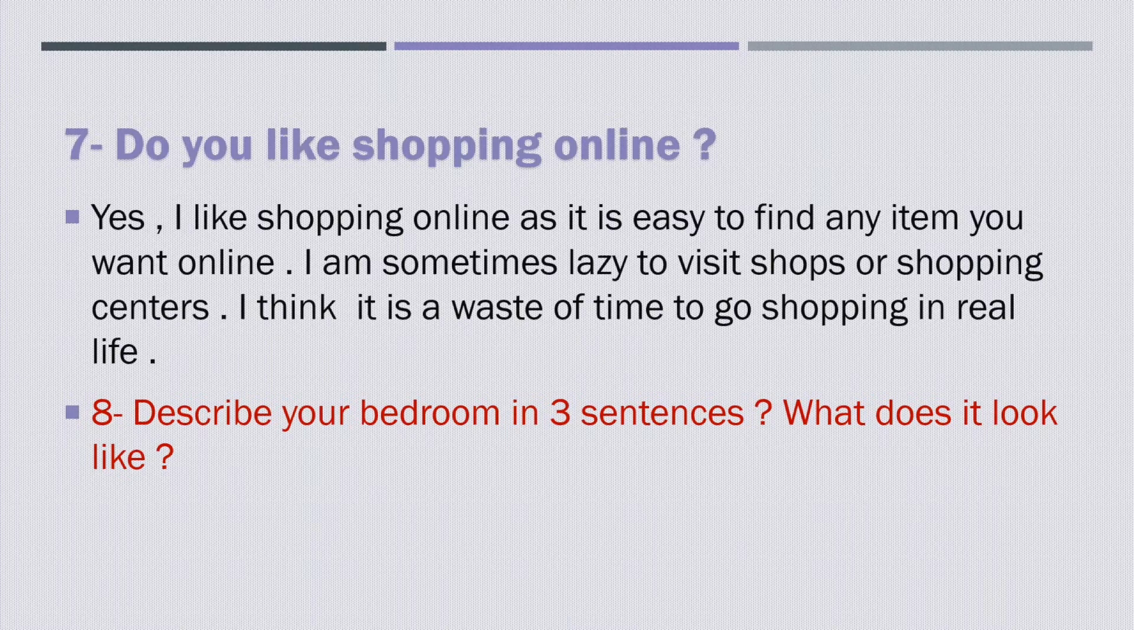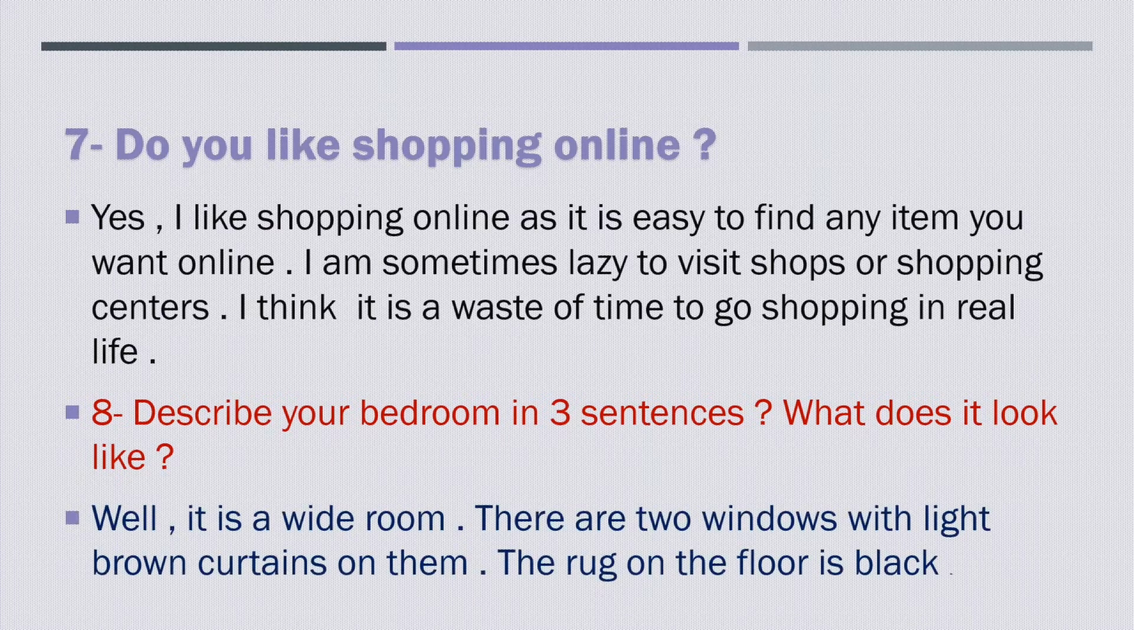Number 8, describe your bedroom in 3 sentences. What does it look like? We can say bedroom, it is the place where I sleep. You can describe in 3 sentences or 4, whatever, but 3 sentences are suitable to say. Like, for example, what should we say? I can say, for example, well, in fact, indeed, actually, yes, of course I can. It is a wide room. There are 2 windows with light brown curtains on them. And the rug on the floor is black.